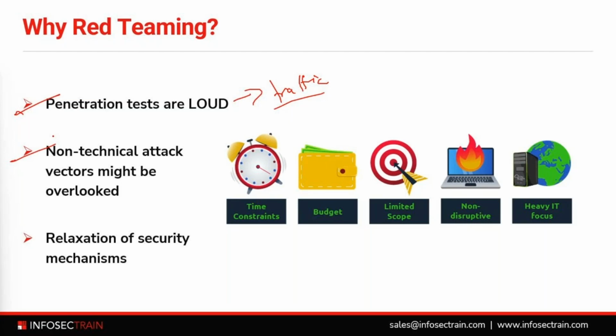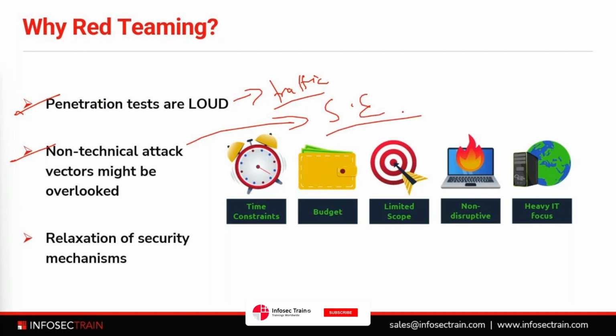Now, in penetration testing, non-technical attack vectors might be overlooked. Non-technical attack vectors means social engineering. In penetration testing, unless it is asked, you cannot do social engineering. But in red teaming, you can perform social engineering attacks. You can visit the organization, plug a USB drive into one of the systems, or call someone and get passwords by impersonating an IT person, right? These things you can do in a red team assessment.